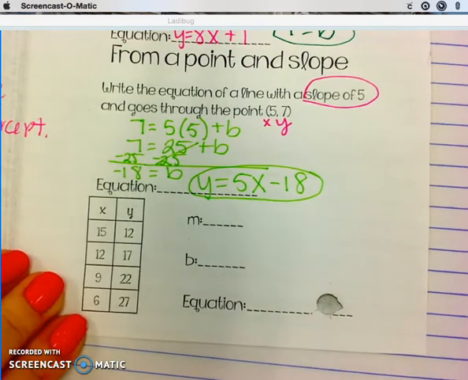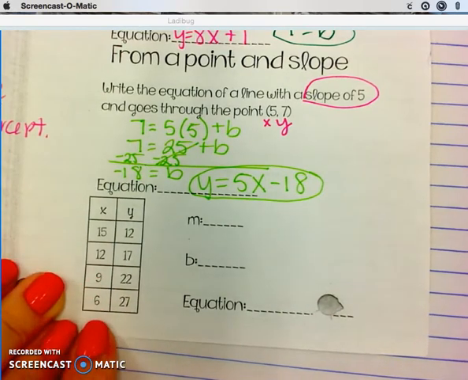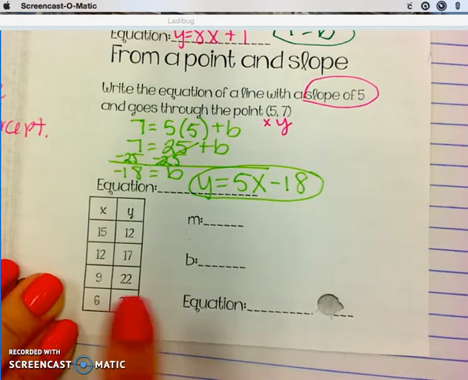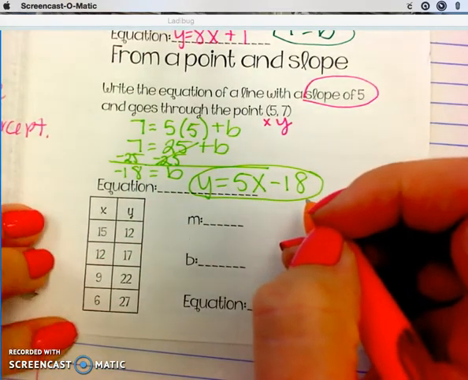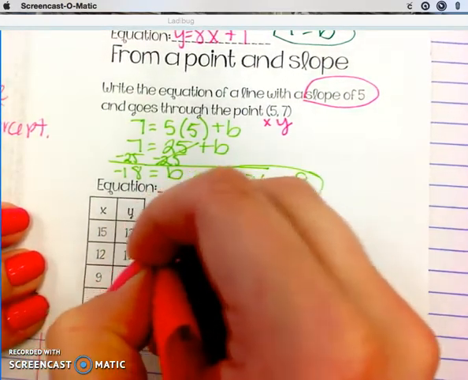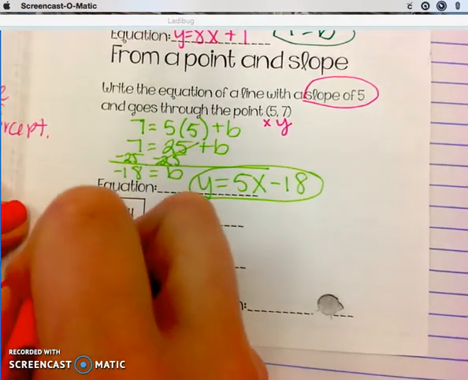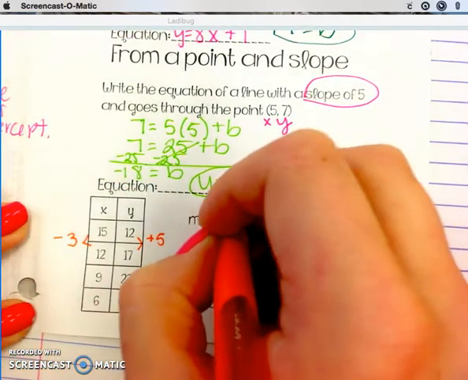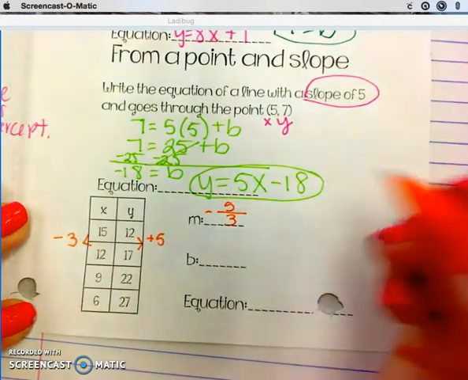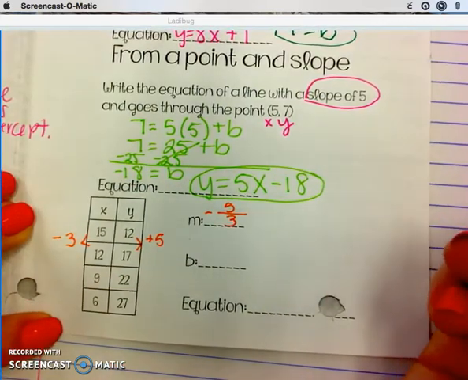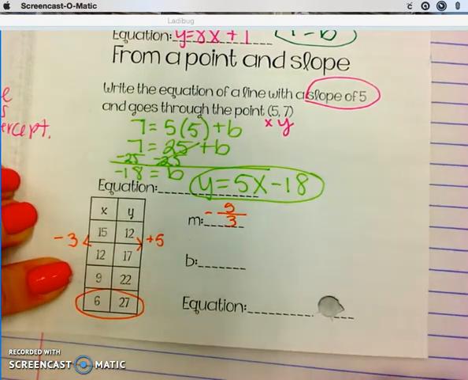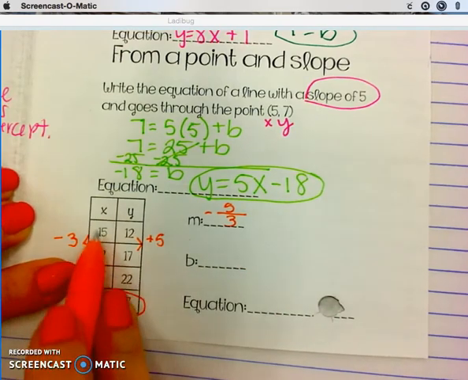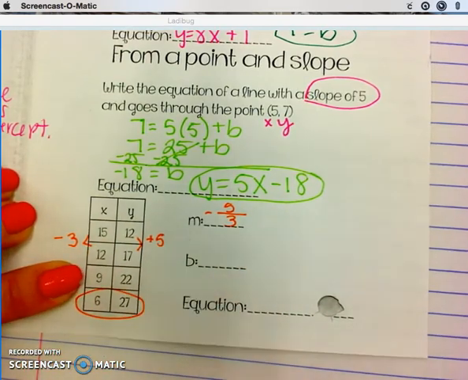And the last one, I have a table, and I don't have my slope, and it doesn't look like I have an intercept. So I'm going to find my change in y over the change in x. I'm going up 5 over going down 3. So it's negative 5/3. Can't reduce it. Plug in a point. It doesn't matter which point. You can plug in the last one, the first one, the middle one. I would check to see if x is 0 and y is a number, but it's not, so I'm going to have to plug it in.